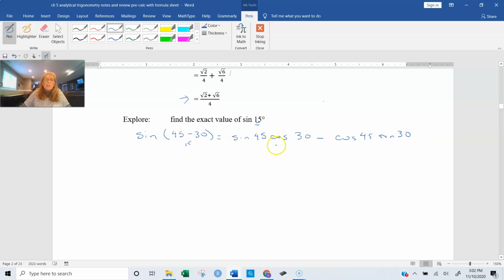Now we just type those in. Sine of 45, you should have these down now, square root of 2 over 2. Cosine of 30, square root of 3 over 2. Minus cosine of 45, square root of 2 over 2. Sine of 30, 1/2. Multiplication: square root of 6 over 4 minus square root of 2 over 4. Even if you used different angles, you would have still got to this exact same answer. I hope you did a good job. Those are quite fun.